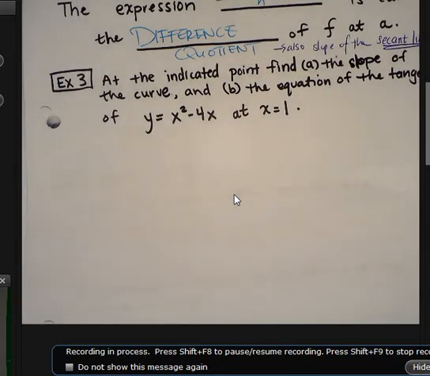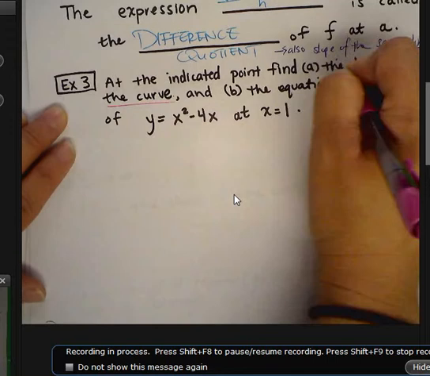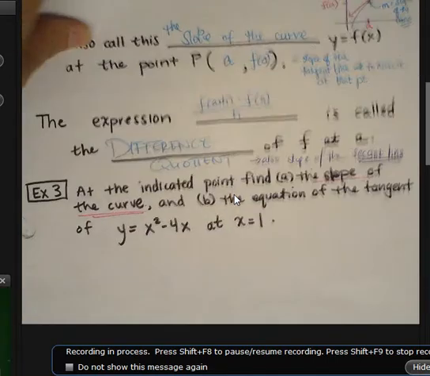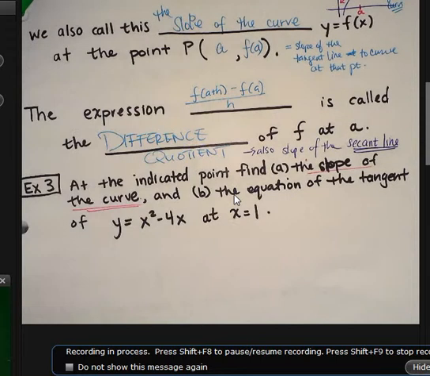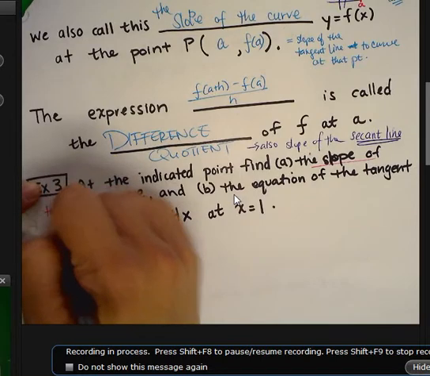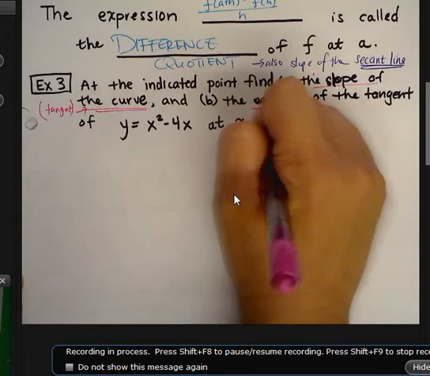So at the indicated point, at the instant that you want, find first of all the slope of the curve, which means what? If I ask you for the slope of the curve, what am I asking for? The slope of the curve itself is the tangent one, okay? So this is asking for the tangent, and the equation of the tangent. So I want the slope and the equation.